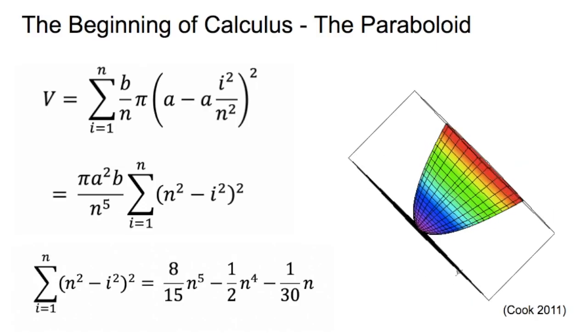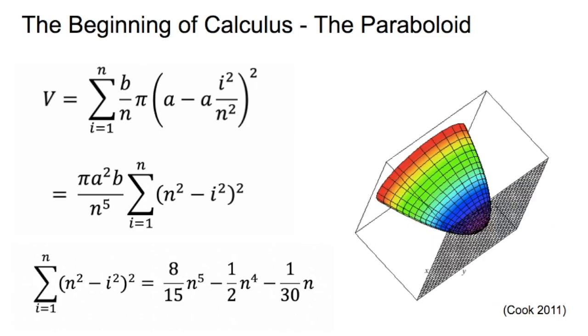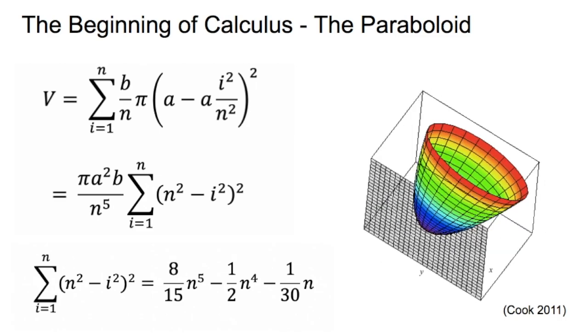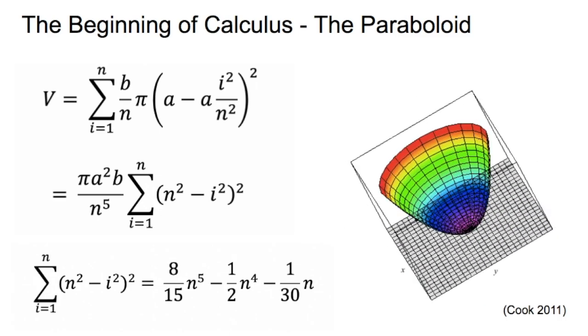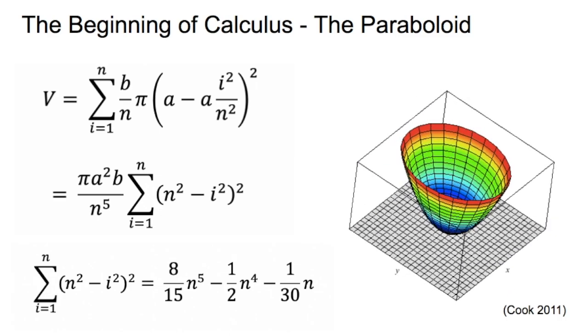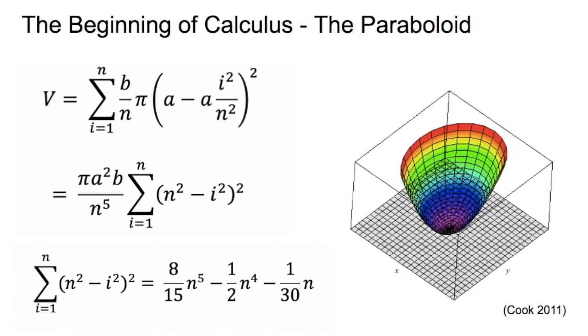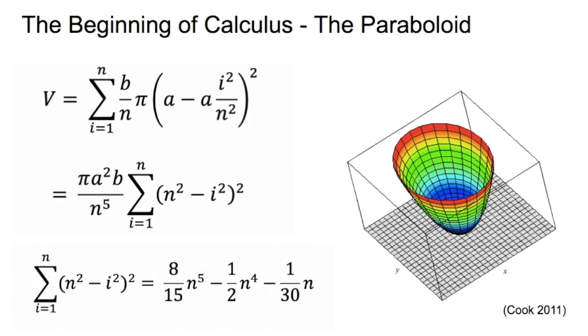The medieval history of calculus. The first form of modern-day calculus took place in the 11th century with Arab mathematician Alhazen finding the volume of the paraboloid. This shape, pictured right, is made by rotating the graph of a parabola around the z-plane.